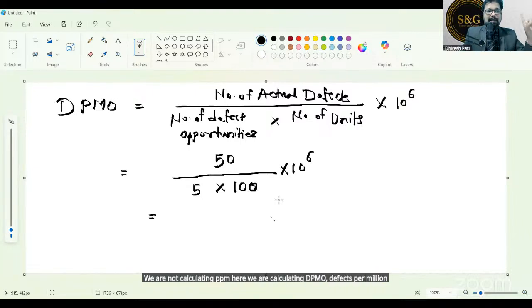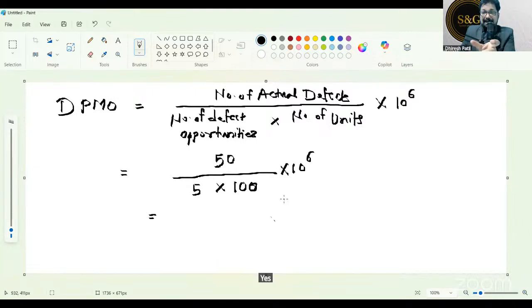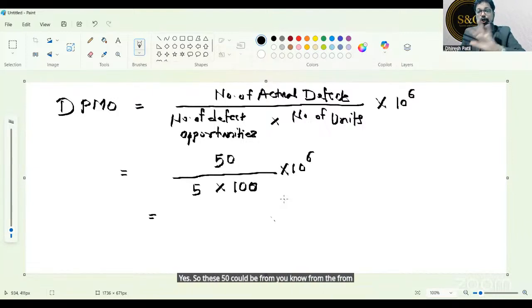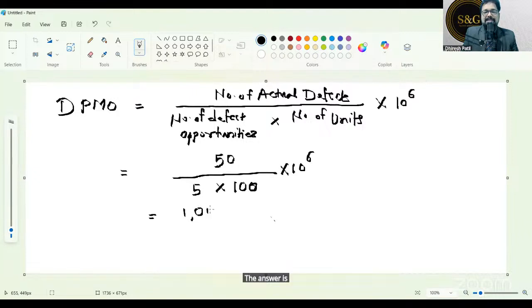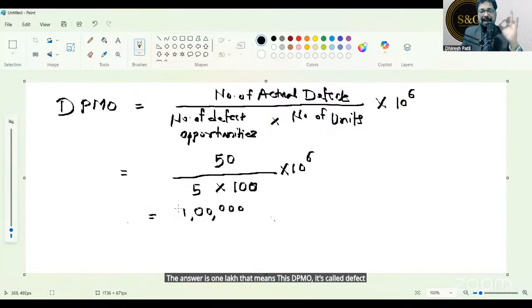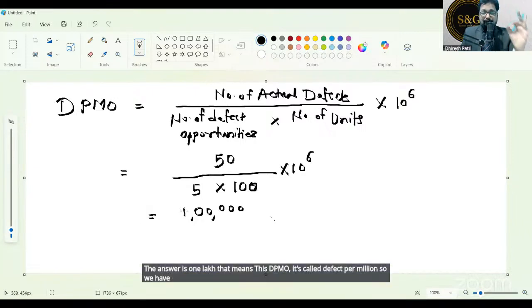Clear? Yes. So these 50 could be from the 50 shirts, or it could be from the 20 shirts, because in 20 shirts there could be 50 defects. One shirt can have multiple defects. Yes or no? Correct. That's why 50 are defects, not defective. So the answer is 1 lakh. That means this DPMO is called defects per million opportunity. So we have 1 lakh defects per million opportunity right now.